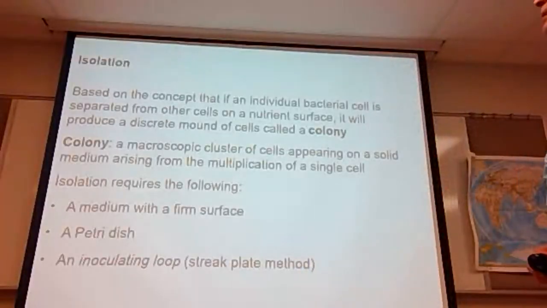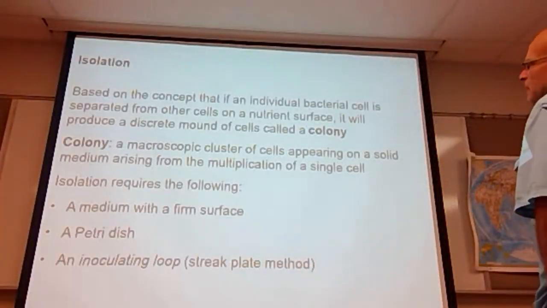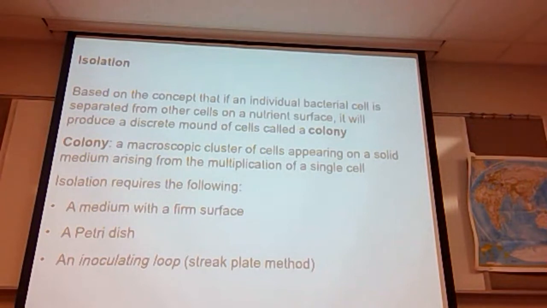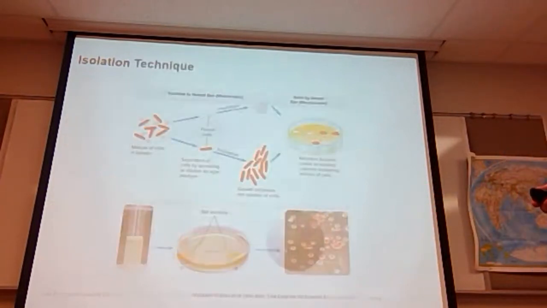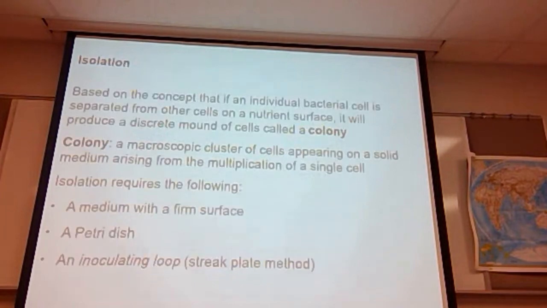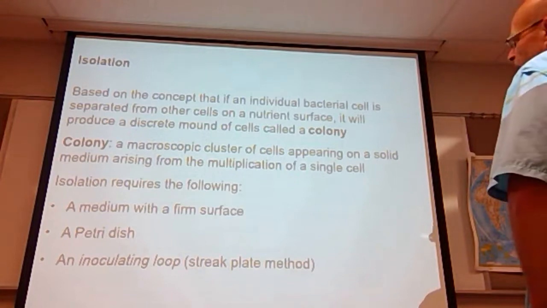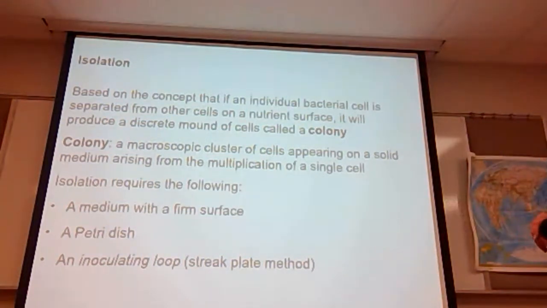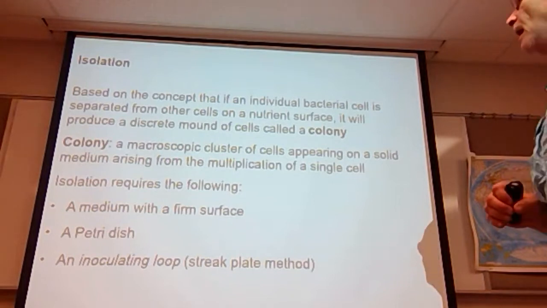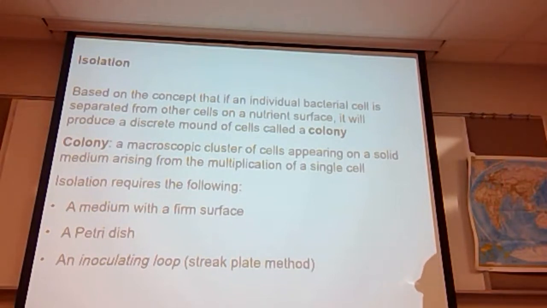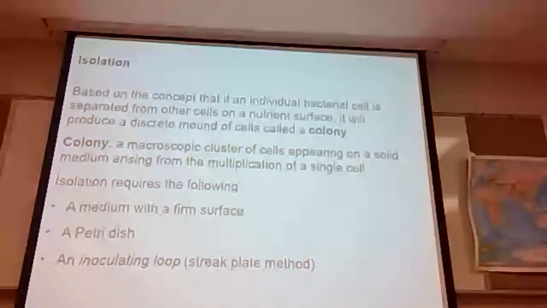All right, so let's finish up with the 5 I's with isolation and inoculating. So, isolation technique. It is based on the concept that if you take an individual bacterial cell that has been separated from all other cells on a nutrient surface, it will produce a discrete mound of cells, and we call those groups of cells colonies. A colony is a macroscopic cluster of cells that appears on a solid medium arising from the multiplication of a single cell.